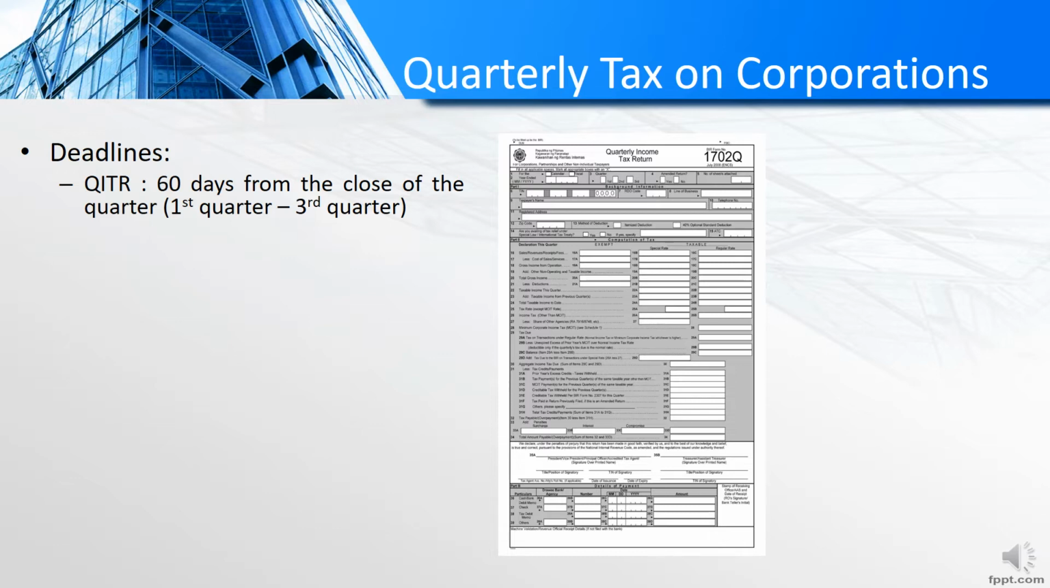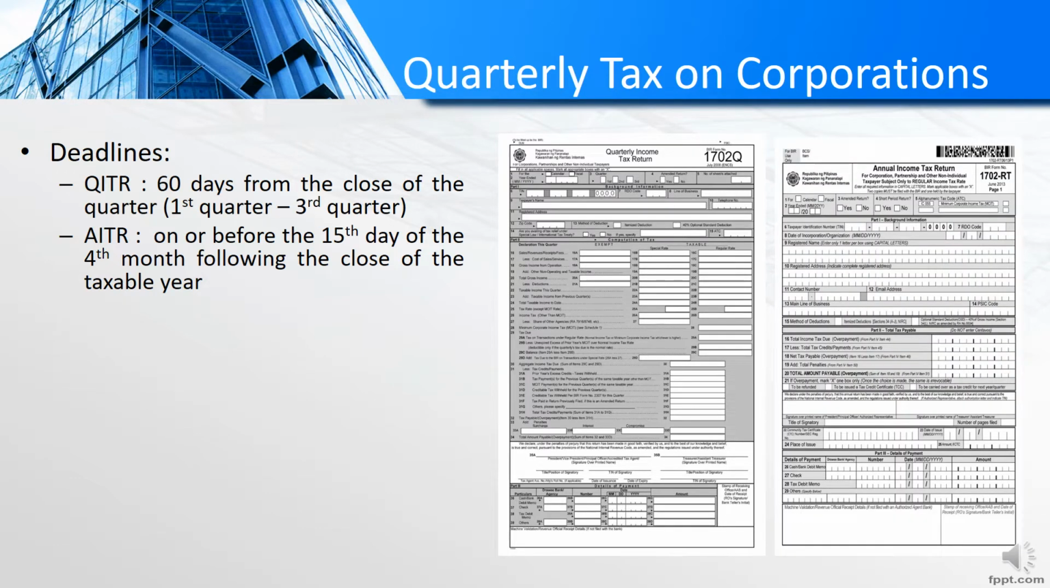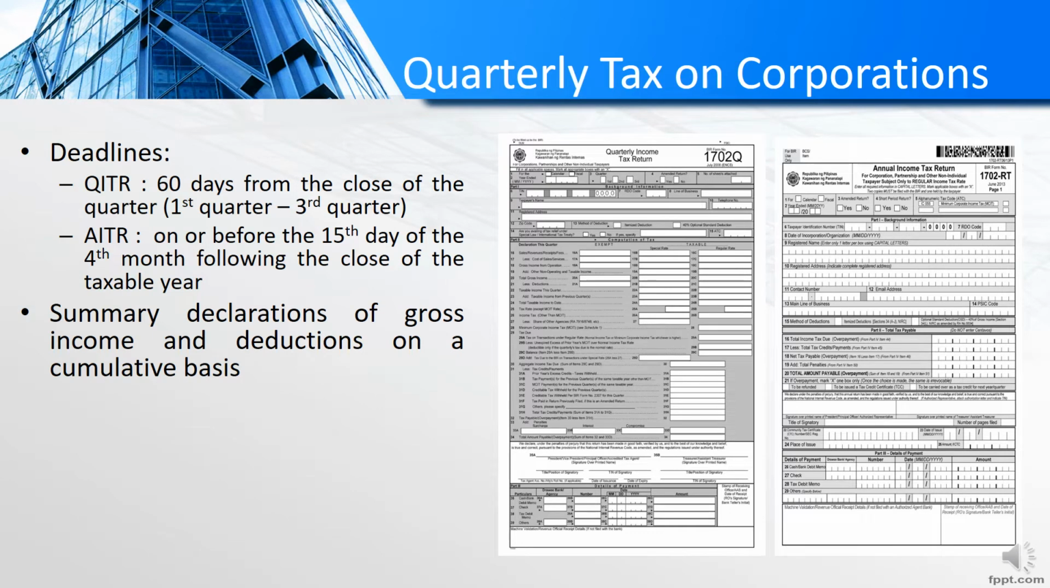On or before the 15th day of the 4th month following the close of the taxable year, a final or annual income tax return is filed through the 1702 regular tax form. The quarterly and final tax returns are summary declarations of gross income and deductions on a cumulative basis. Deductions may be the itemized deduction for expenses and losses or the optional standard deduction consistently from the first quarter.